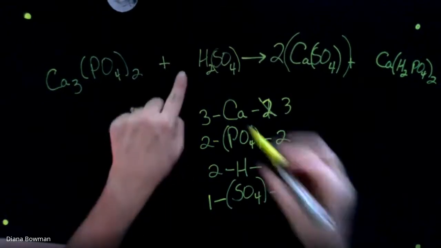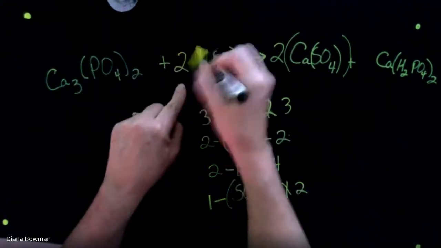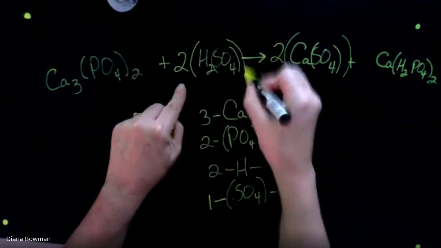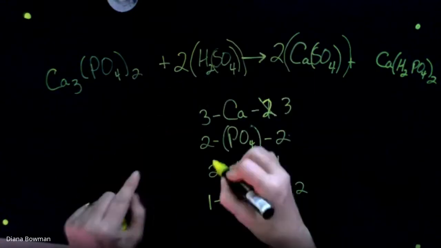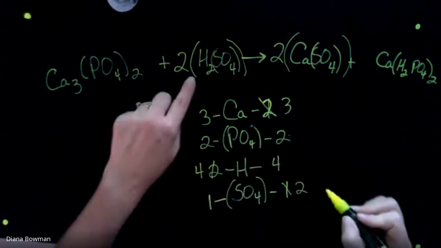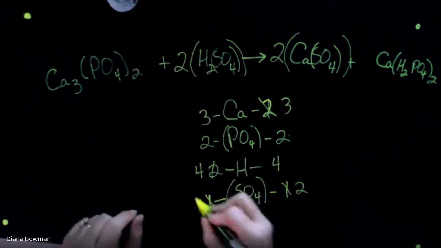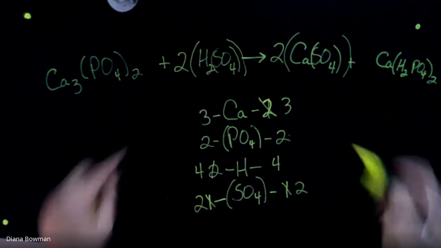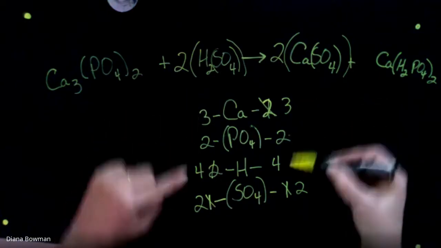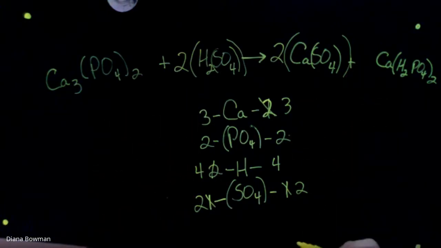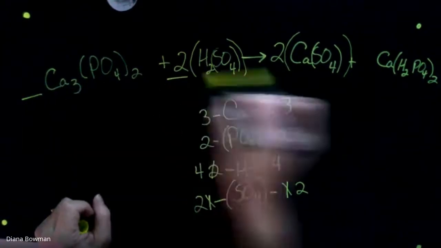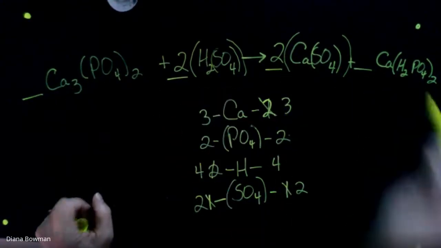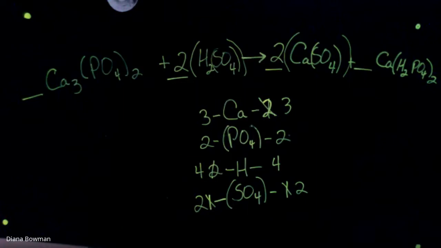If I take a 2 and put it right here, that's going to be 2 times this whole quantity, right? So now 2 times 2, that's going to give me 4 hydrogens. And then it gives me 2 SO4s. Am I balanced? 3s, 2s, 4s, 2s. Yes, I am. So my coefficient, this would be a 1. This is a 2. This is a 2. And this is a 1. Okay? There's the first one.